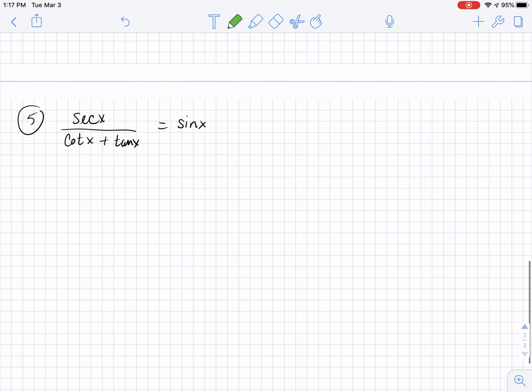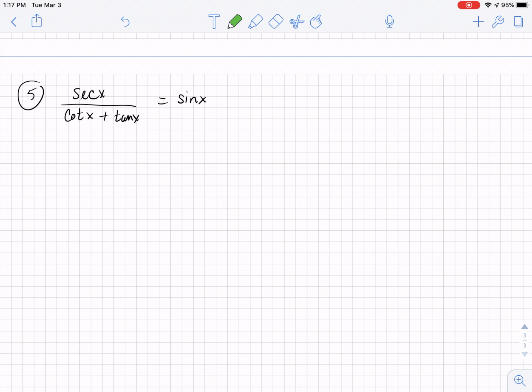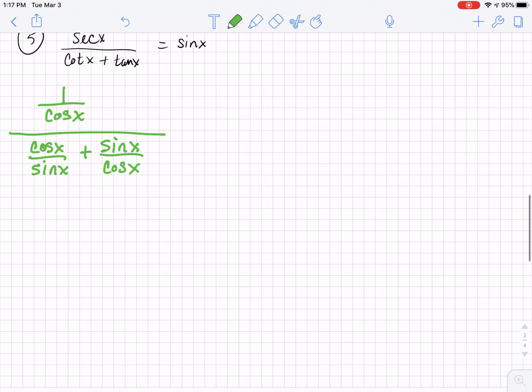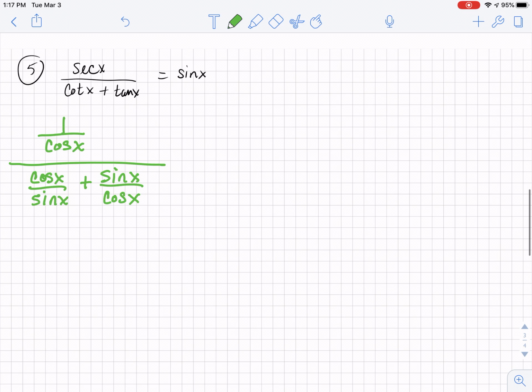Okay, number 5. I'm going to turn that secant into 1 over cosine x. I'm going to turn that cotan into cosine over sine x. Plus, I'm going to turn that tangent into sine over cosine x. Now, this one is a challenging one, I'm telling you right now. Okay. All right. This is the last one, so hang in there. This might be a great bonus question on a test.